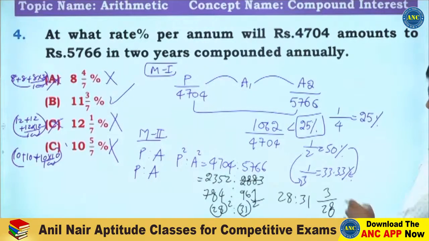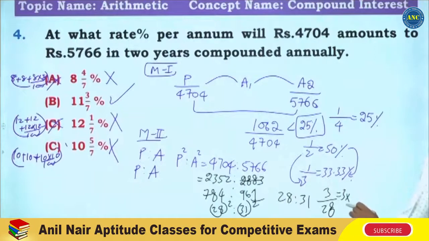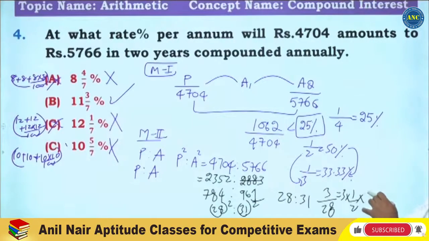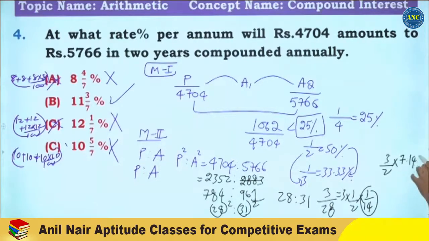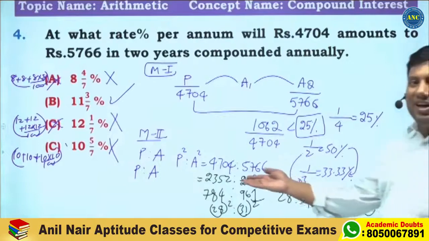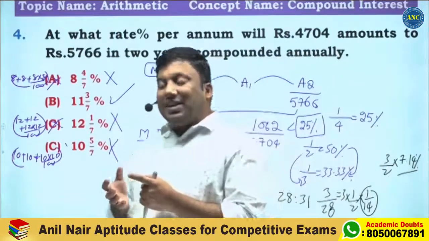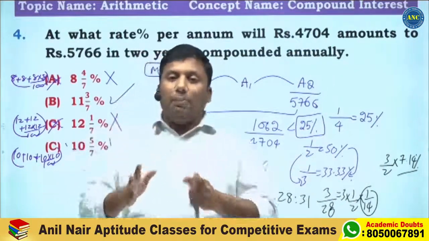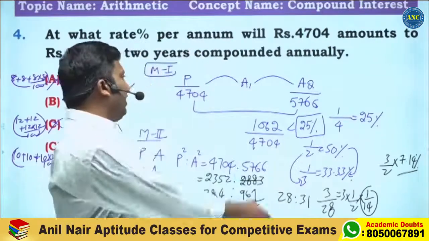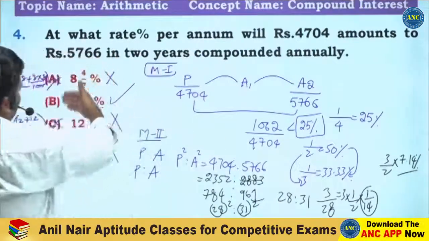3 by 28. These 3 into 1 by 2 into 1 by 14. 1 by 14 is 3 by 2 into 7.14. See how much calculation is required. Exactly, that is the reason. Depending upon the merit of a question, directly, because options are 8, 11, 12 and 10.